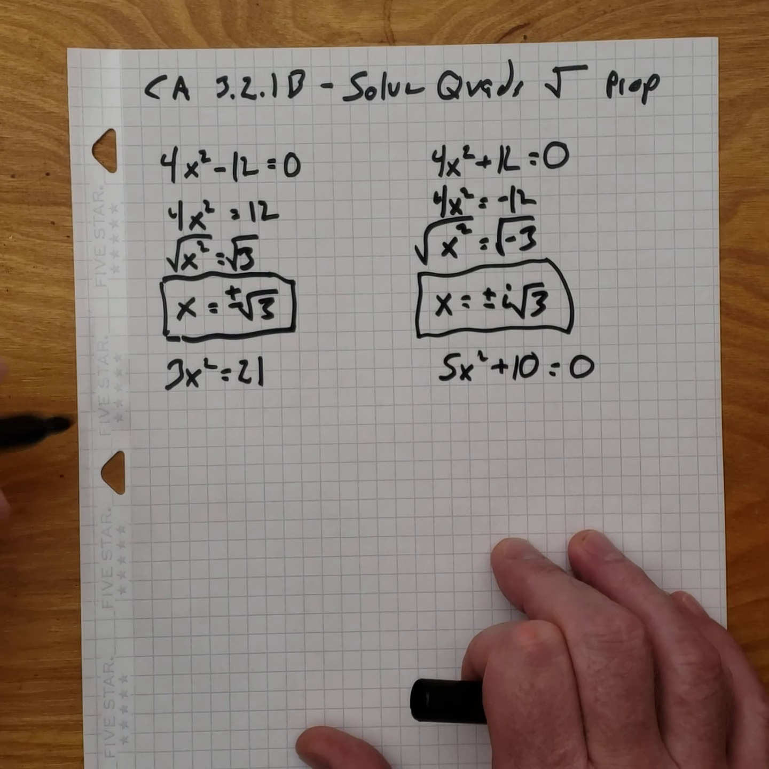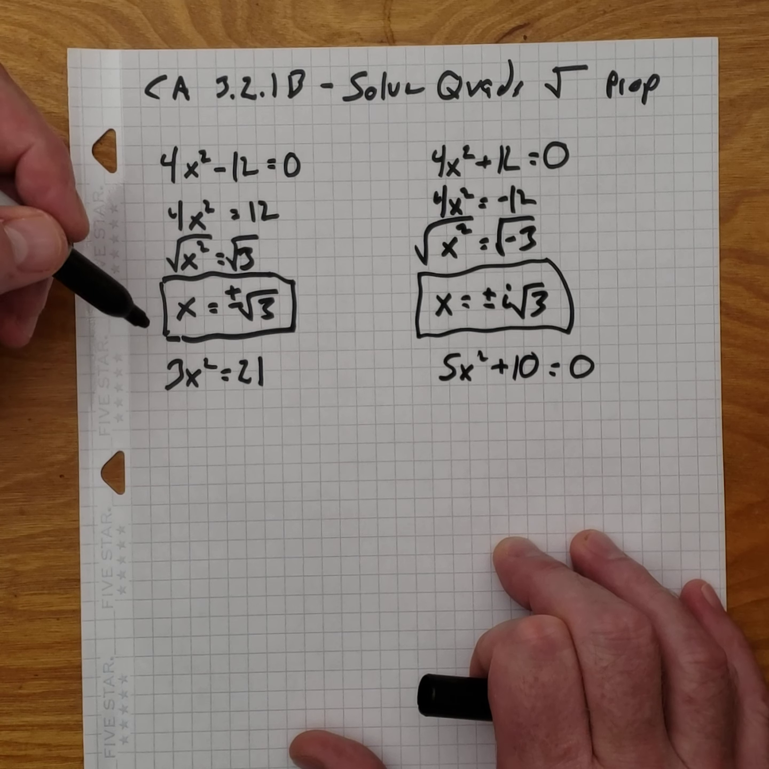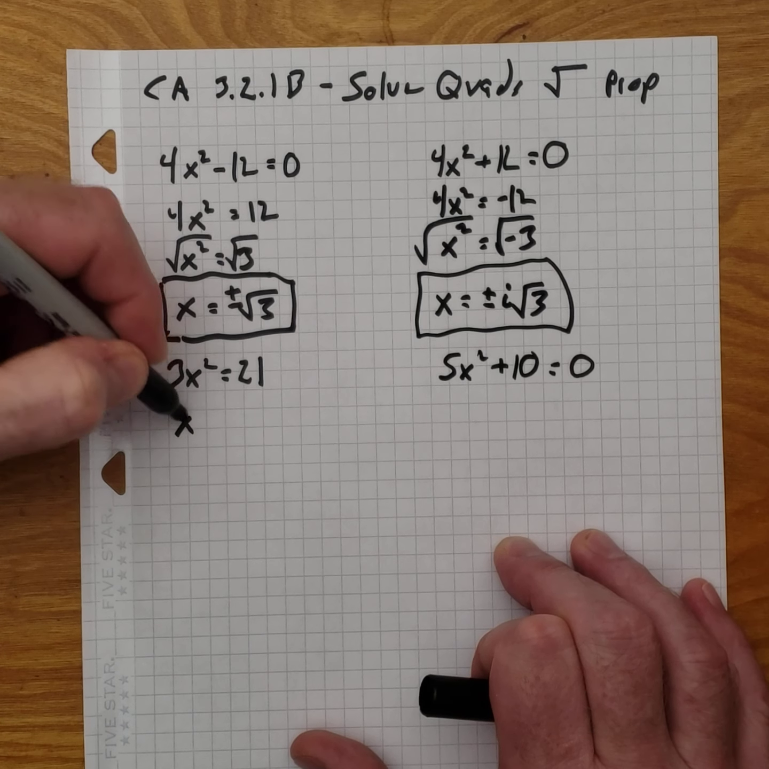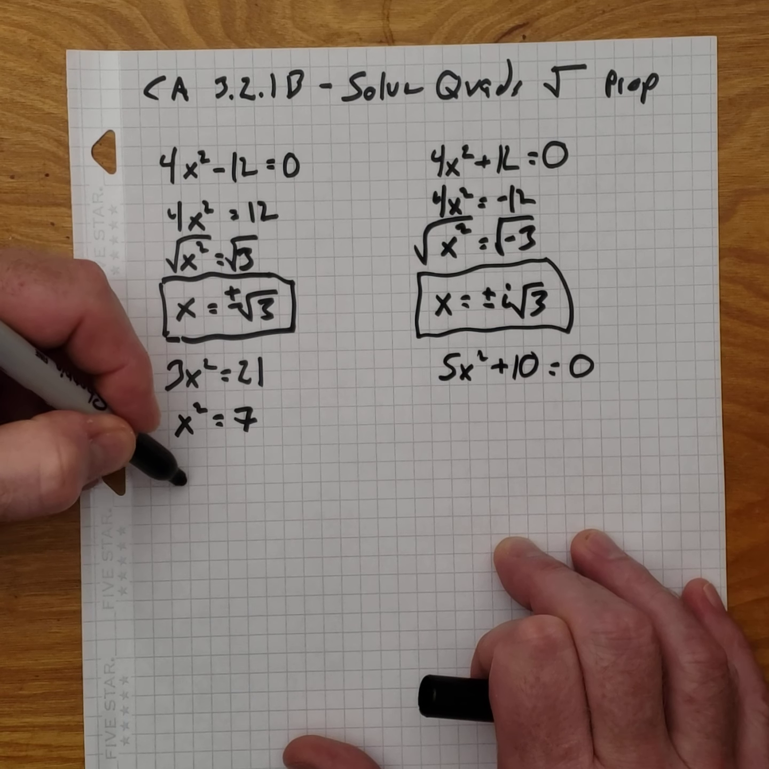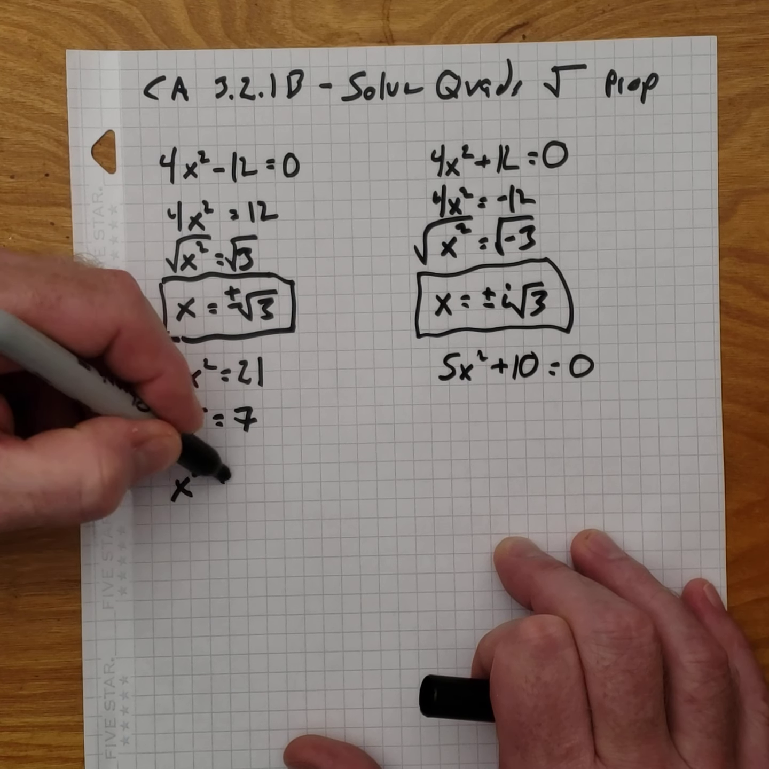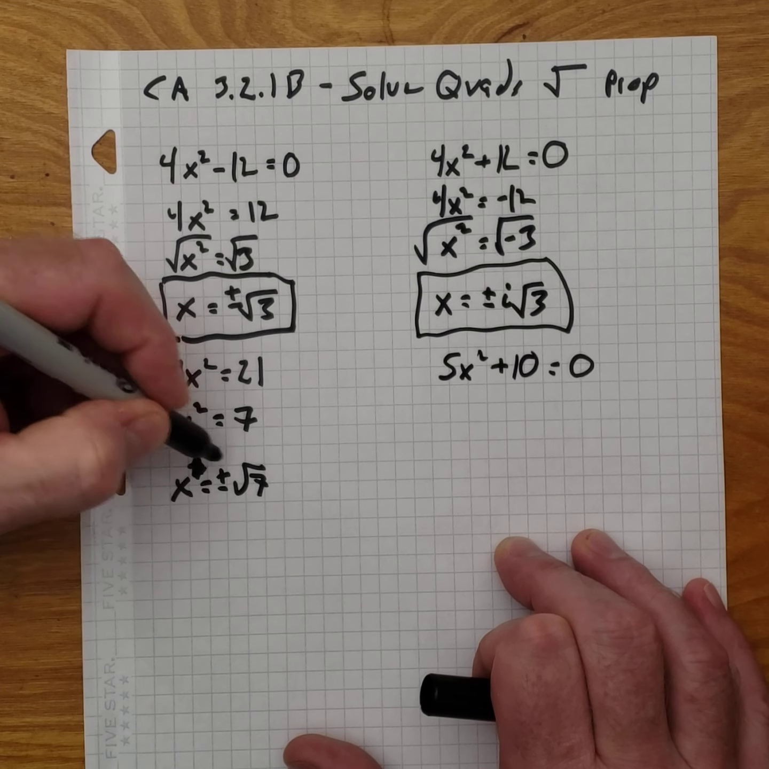Okay, couple more. Here we've got half the work done for us already. 21's over on the other side, so we just divide by 3. Get x squared is equal to 7. Square root both sides, and that'll give us x is positive or negative square root of 7. x, not x squared.